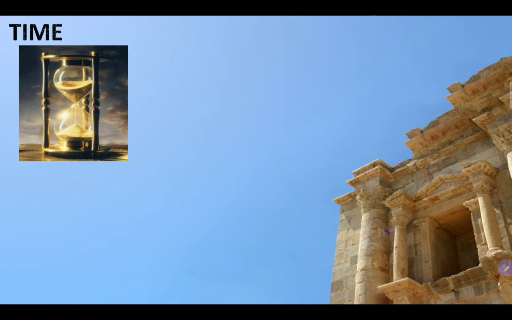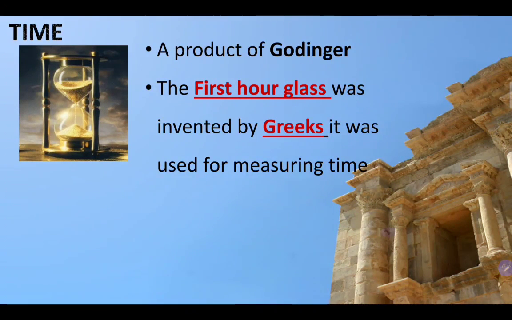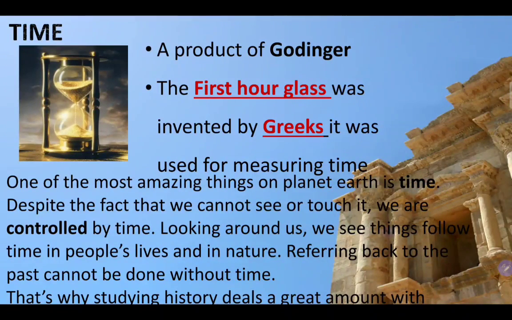Actually, this device is called an hourglass. This is the first hourglass that was invented by the Greeks, and it was used for measuring time. It was the first device they used for measuring time. As you can see here, inside it contains sand. So, more history of time.